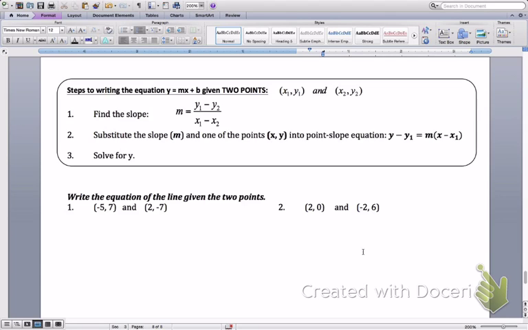So first thing you always want to do is find the slope of the line. We know how to find the slope of a line. We subtract the y's on the top, we subtract the x's in the same order on the bottom. Or you can just graph them and then count rise over run.